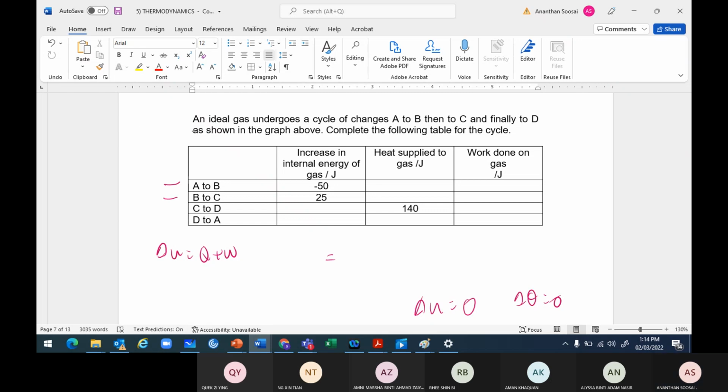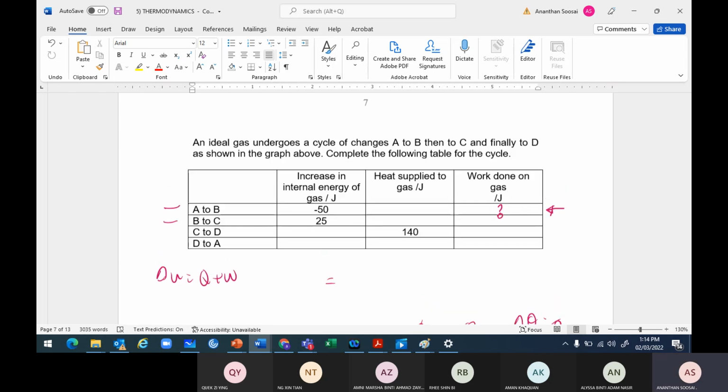A to B. Okay, what can you fill up first? Always the work you can fill up first, right? Work you can get from the graph. Can you fill up how much is the work for A to B? How much work is done? Is it positive or negative? Okay, go back to the graph.